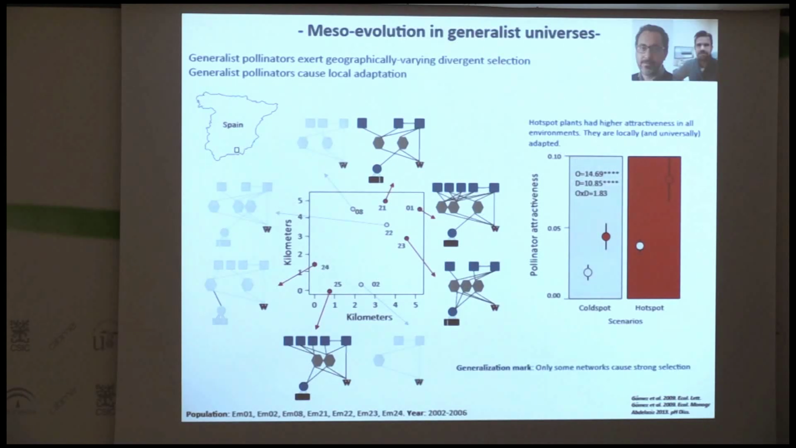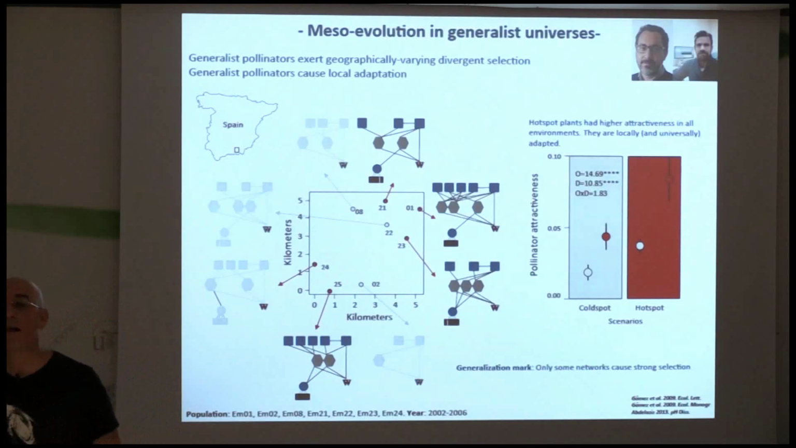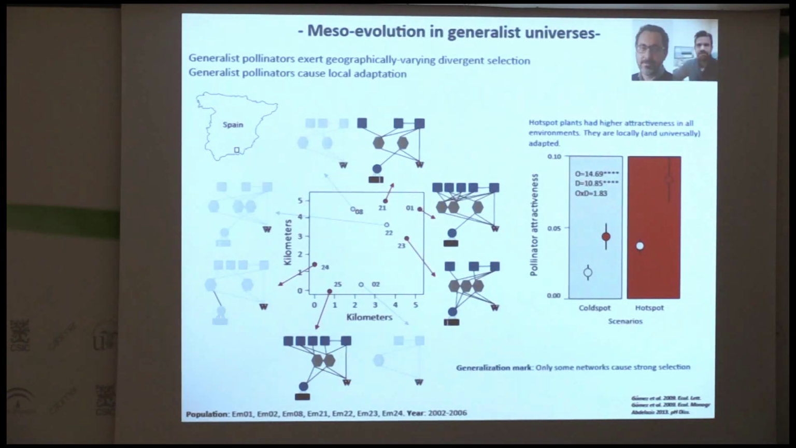Plants from a hot spot are probably well adapted to the pollinators not only occurring in that hot spot, but also to the pollinators occurring in the cold spot.